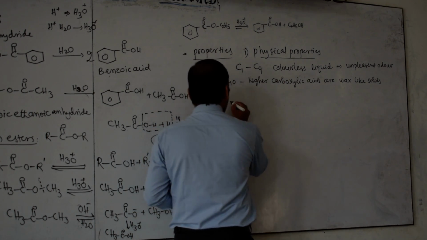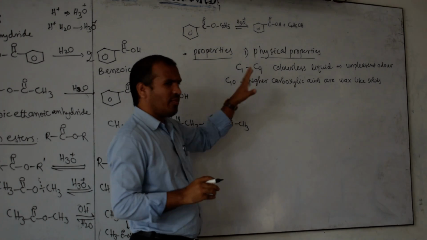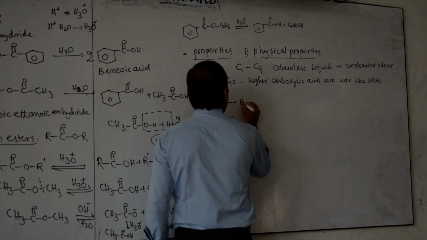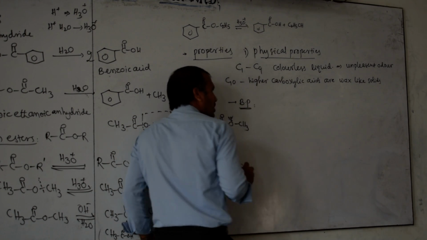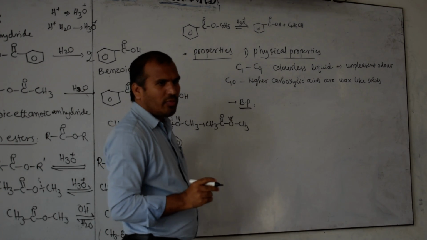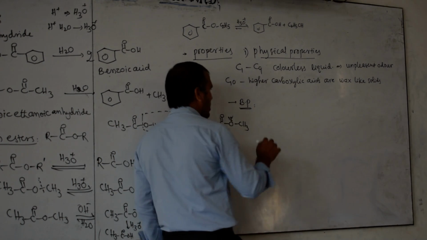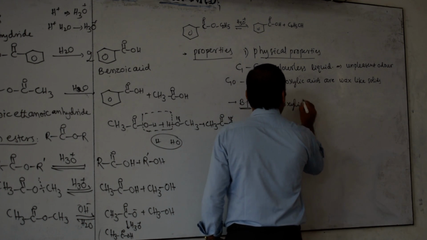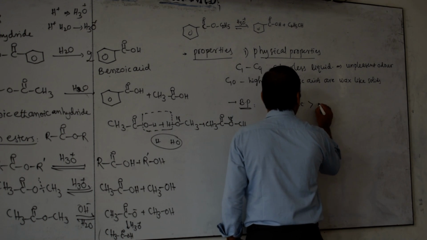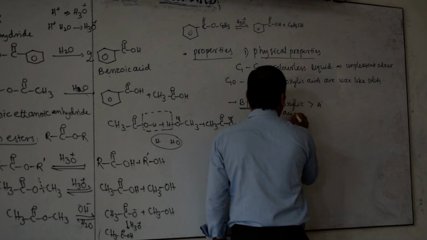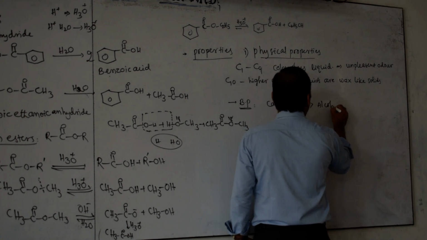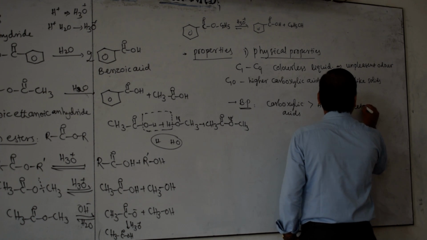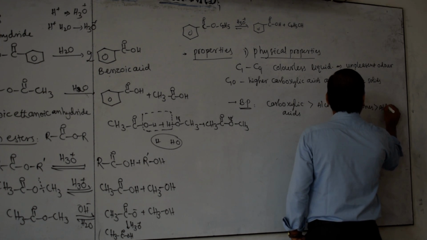Next one, boiling point. Some others may be there, but these are the important ones here. Boiling point. So now, the higher boiling point compounds in organic chemistry are generally carboxylic acids. Next, alcohols. Order: carboxylic acids, alcohols. Next, ketones. Next, aldehydes.